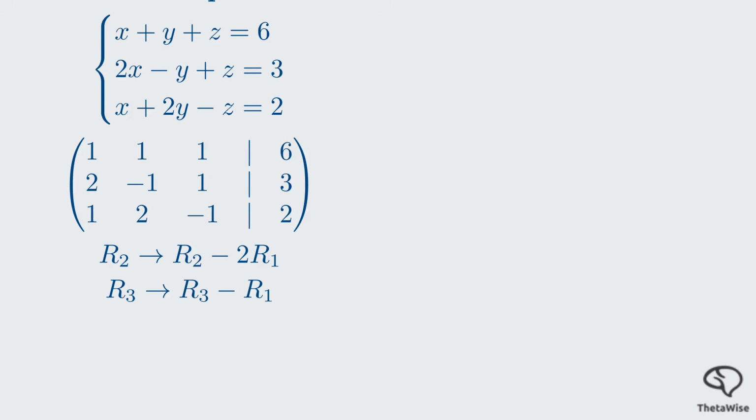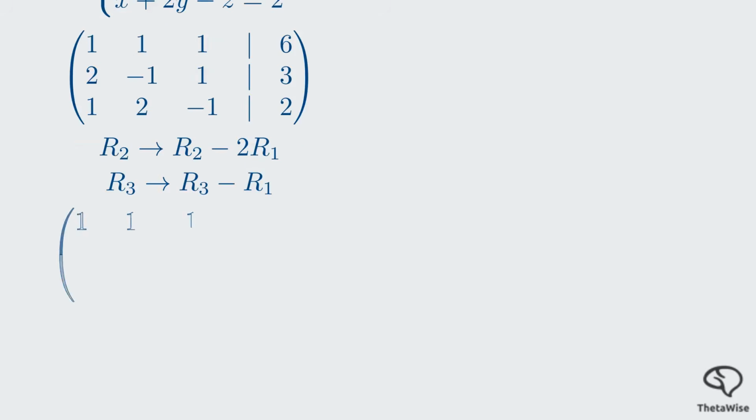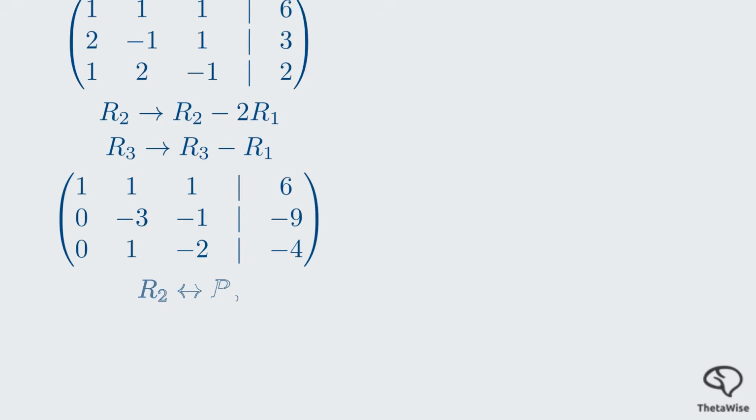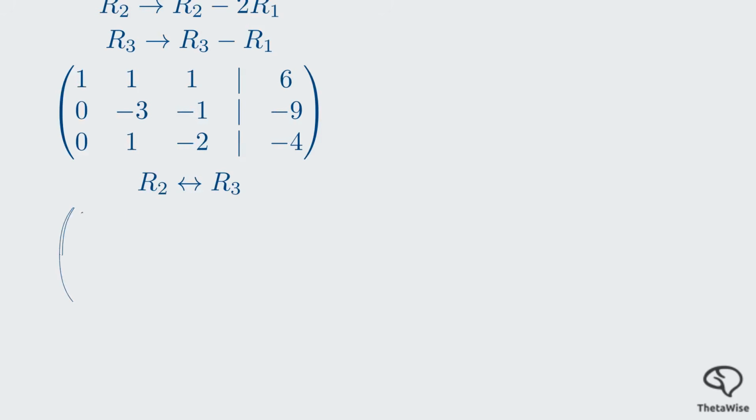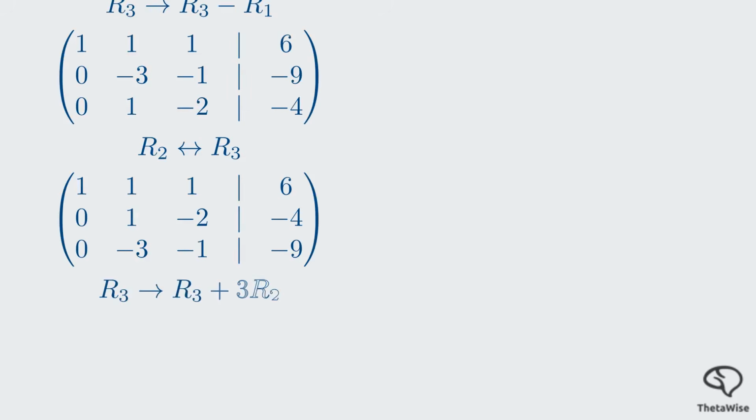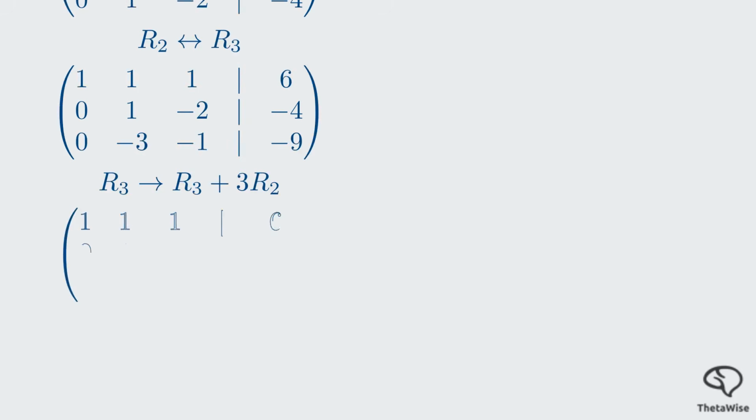We do this by performing row operations. This gives us this new matrix. Notice the zeros in the first column. To make the calculations easier, let's swap row 2 and row 3. Now, we have the swapped rows. To get the final 0 in the second column, we add 3 times row 2 to row 3. The matrix is now in row echelon form. We can clearly see the pivot positions.